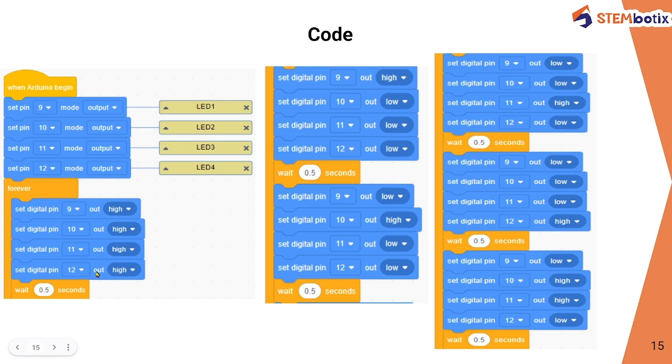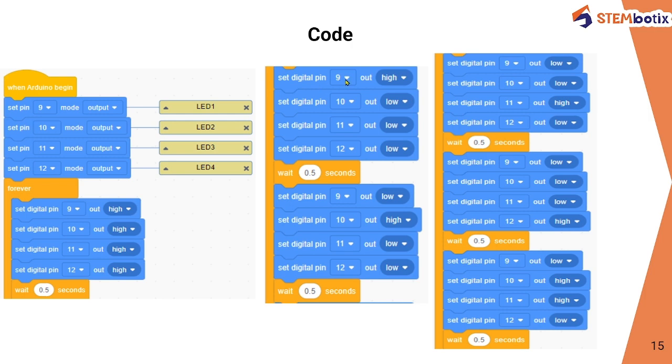First, all four LEDs are going to be turned on at the same point of time. So use these four blocks and change the output state to high. They will be turned on for 0.5 seconds, or half a second. In the next round we want only the first LED in high mode. Hence we will add the same four blocks, but this time we want only the LED connected on pin number 9 on, and the other three LEDs in off state.